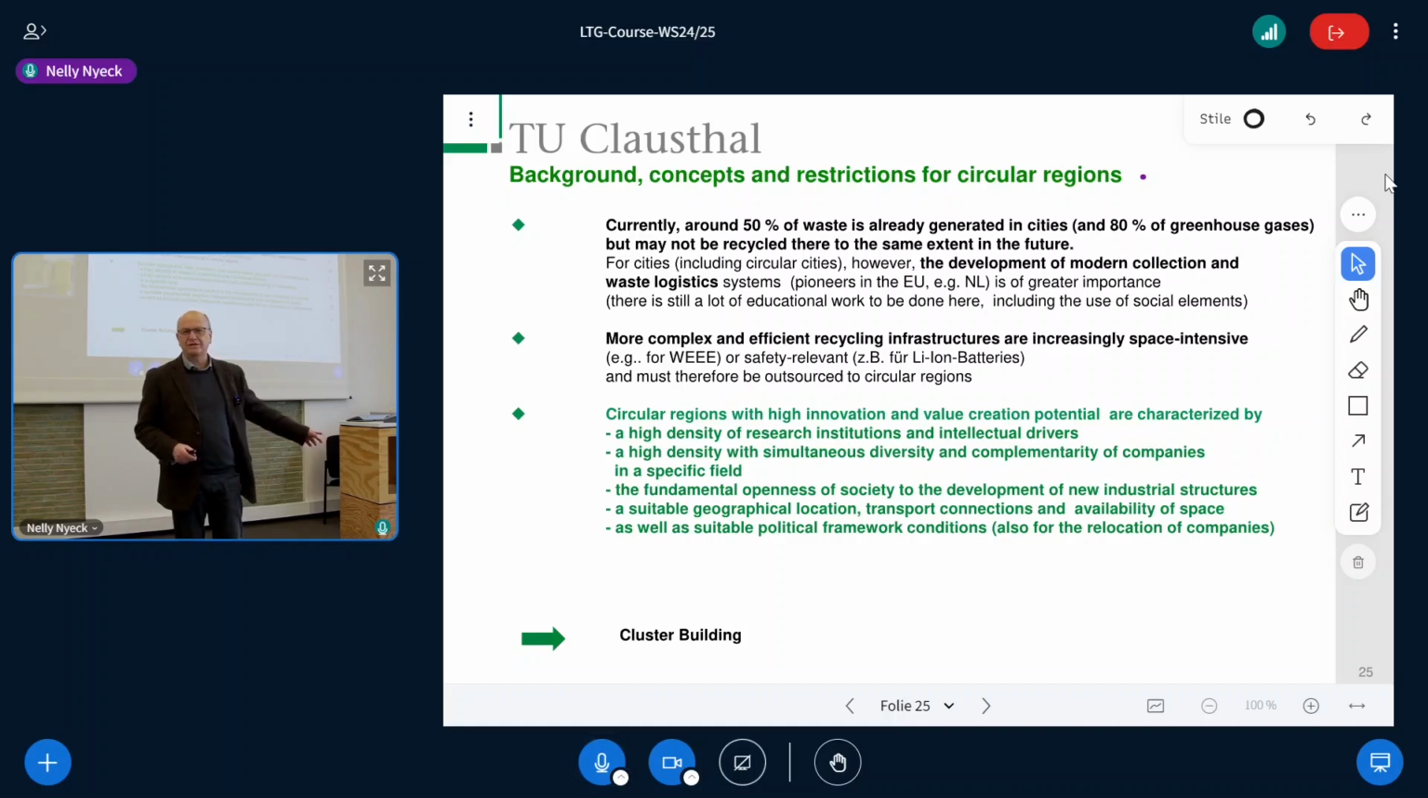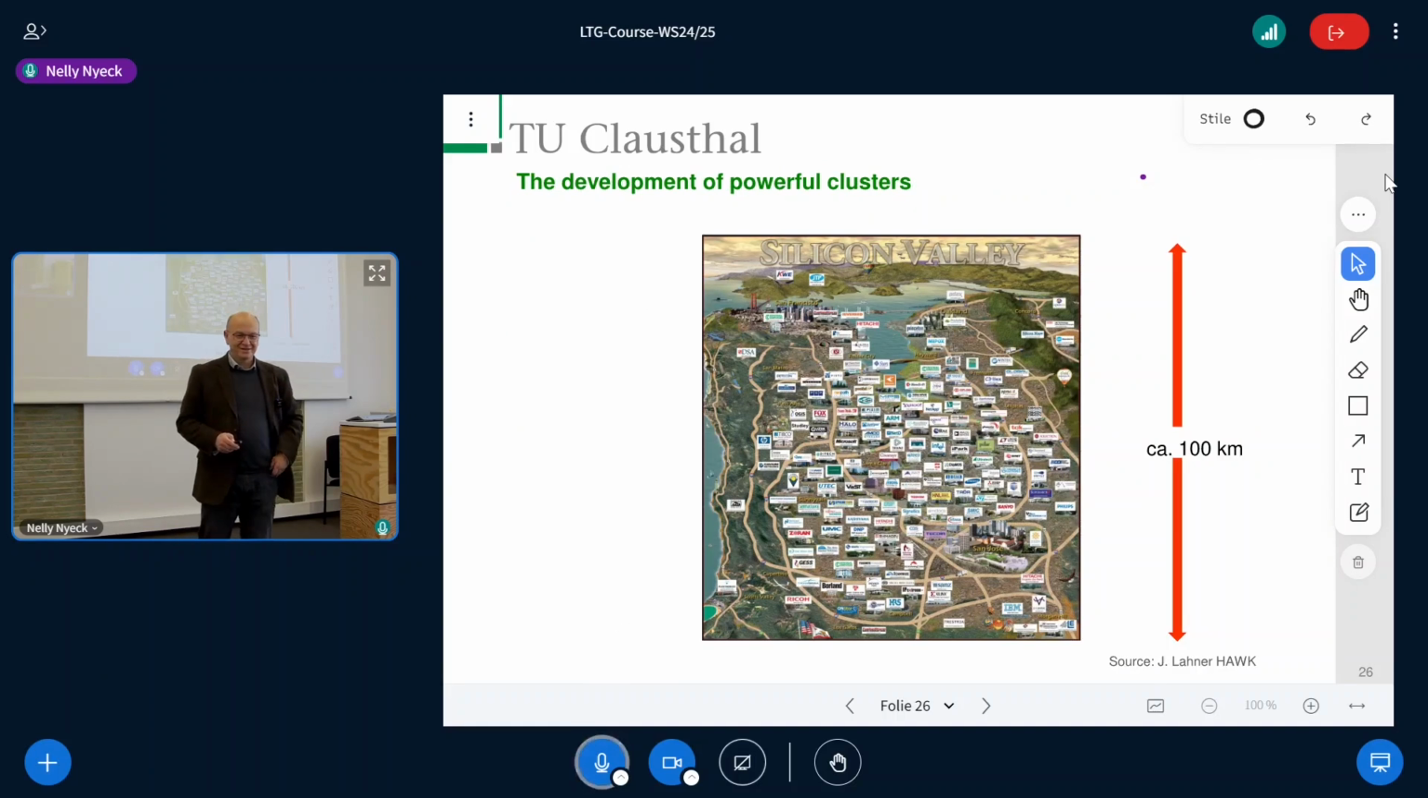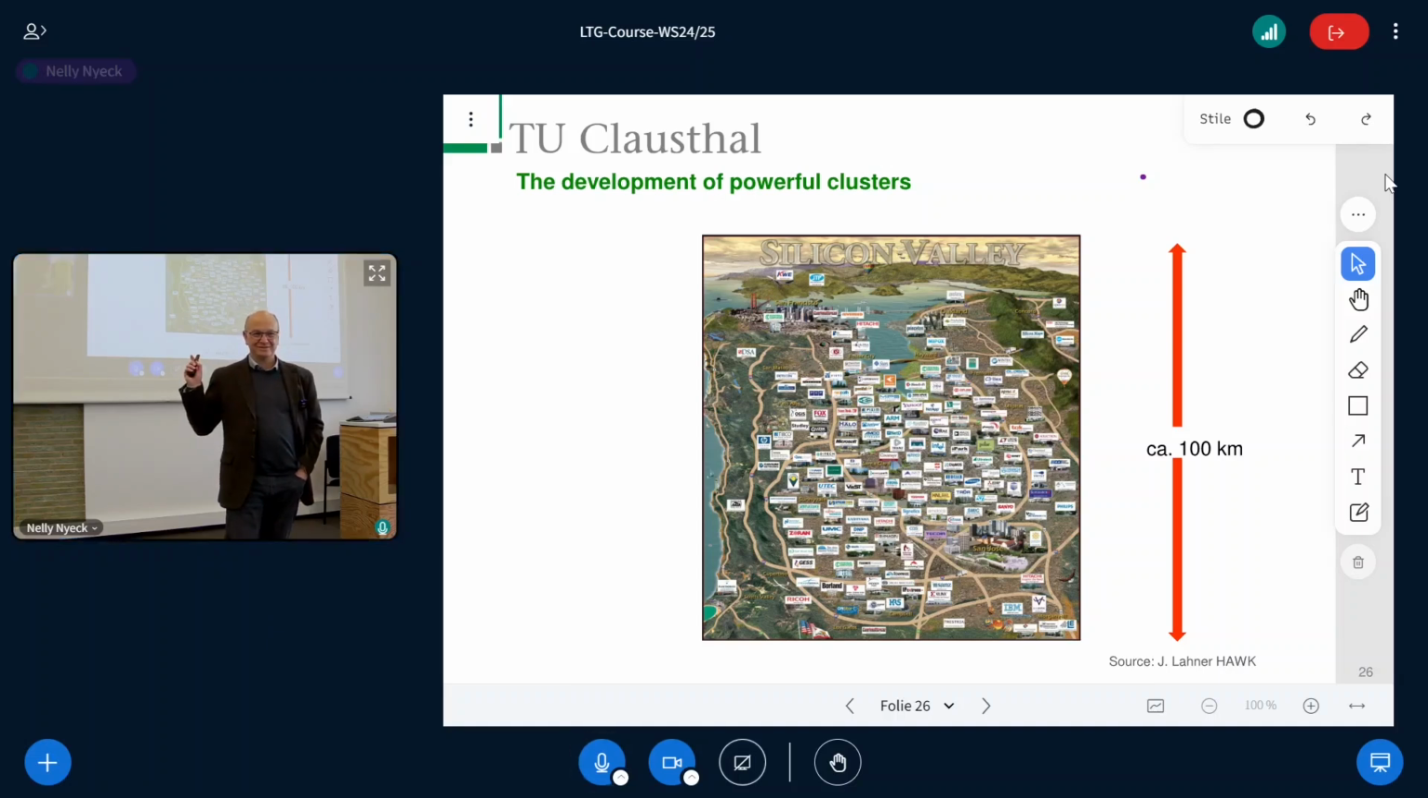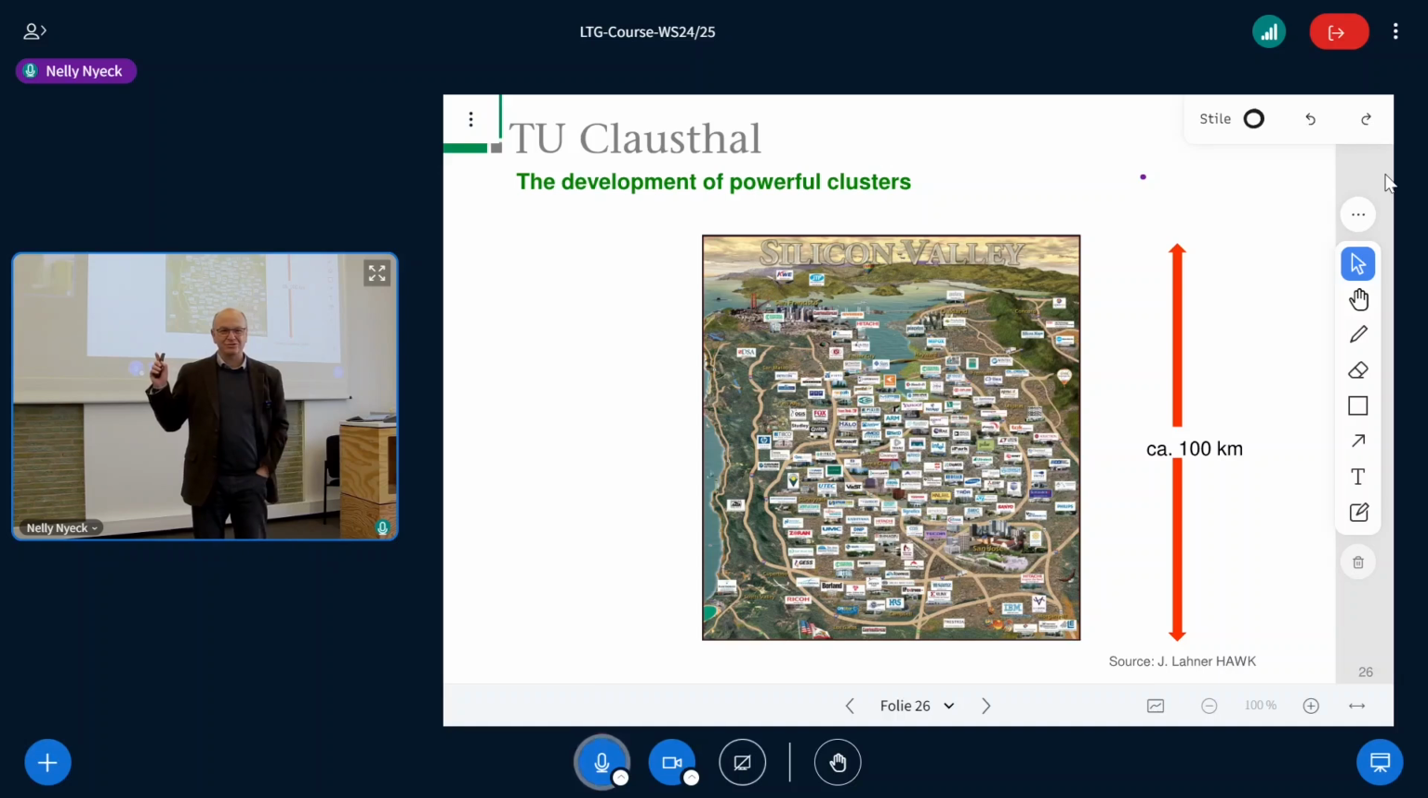You can't do this in Antarctica, of course. Yeah, it's no good idea. Because you need also transport connections and availability of space, and as well, you need political frameworks that fit. And basically, if you look at that, and first of all, forget about recycling, you end up here. That's the mother of all clusters, the Silicon Valley. It started like that, and basically the Silicon Valley is not in the center or very close to a huge city. It's more or less somewhere between San Francisco and San Jose. It's a beautiful area.